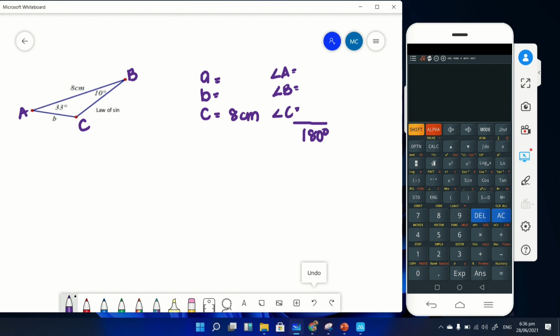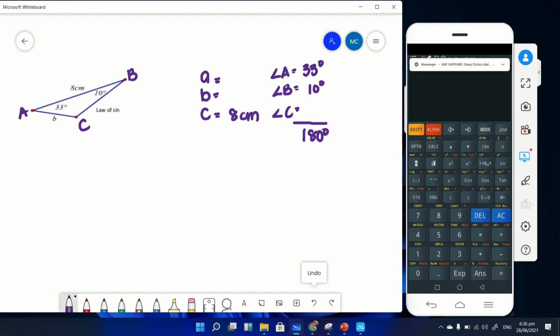Next is, so take note, this is angle C, and the opposite of angle C is side C. Okay, next we have angle A, which measures 33 degrees. Also, we have angle B, which measures 10 degrees. Now, so sinong unahin natin sa dalawa? So we will first solve yung may pinakamaraming given, and that is angle.